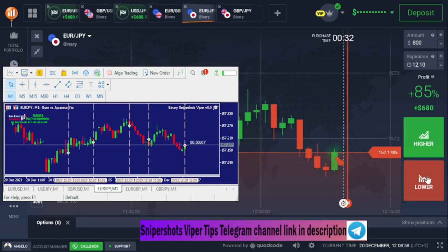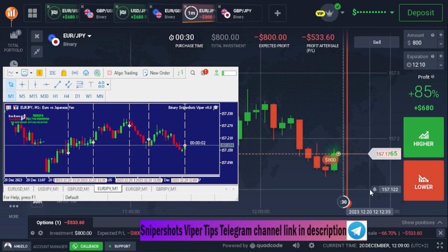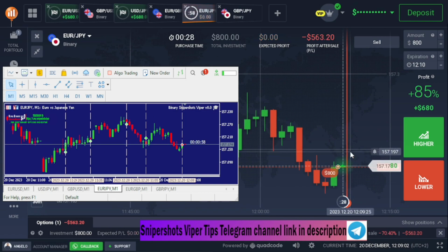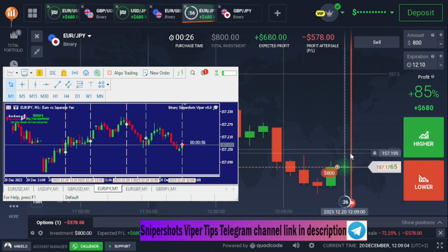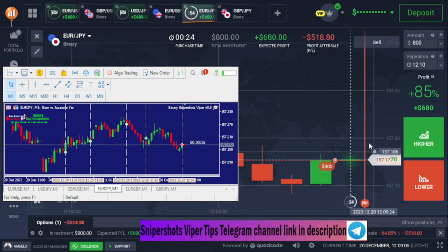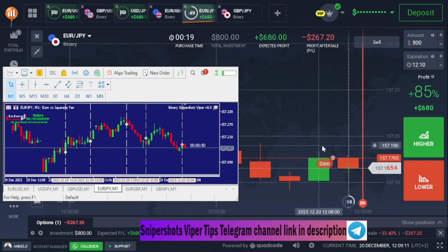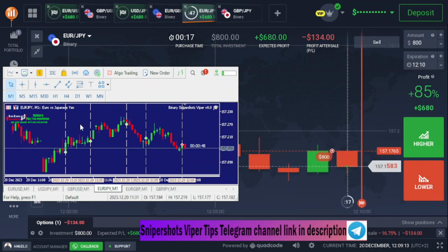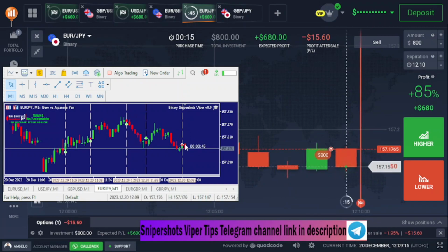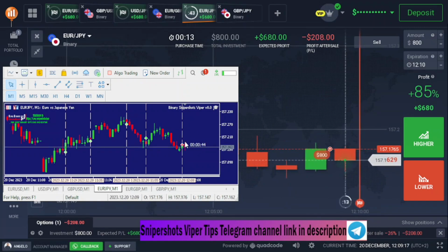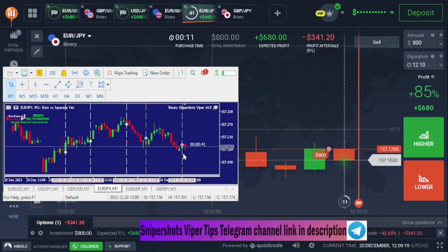I think we entered right at the beginning of the candle. Oh yes, you can see that. It's a good entry, guys. It's a sell signal from Euro JPY. This is the sell signal that we got, and we entered here at the beginning of the candle.